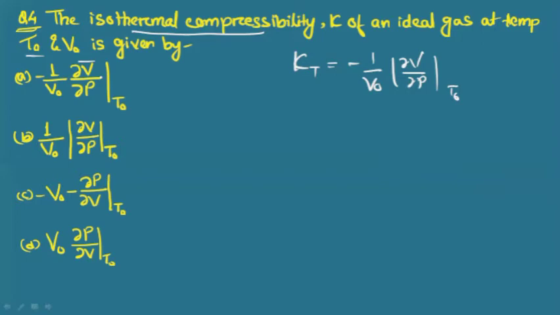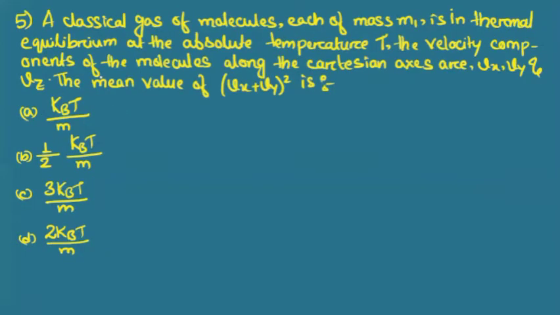Alright. Now let's see the next question, question number 5. Here it is said a classical gas of molecules, each of mass m1, is in thermal equilibrium. There is a classical gas of molecules. Their mass is m1, and they are in thermal equilibrium at absolute temperature T. The velocity components of the molecules along the Cartesian axes are Vx, Vy, and Vz. These are the velocity components. You have to find the mean value of Vx, Vy. So directly, you just have to find the mean value of this particular term.